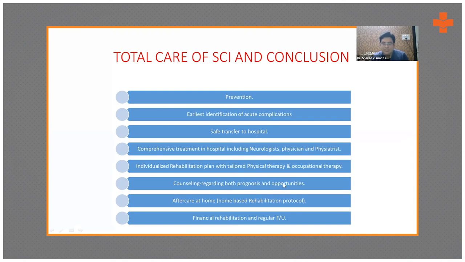Counseling regarding both prognosis and opportunity should be done, along with after-care at home. That is, a home-based rehabilitation protocol has to be given to the patient. And also, if possible, look for financial rehabilitation and regular follow-up, monthly or semi-annually if possible.